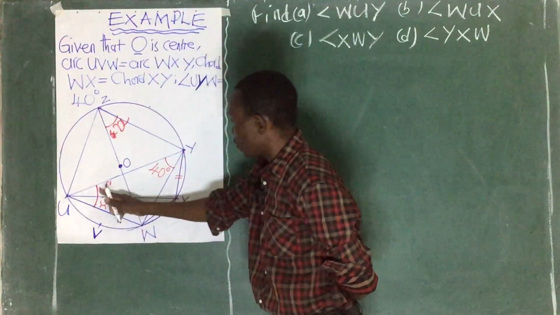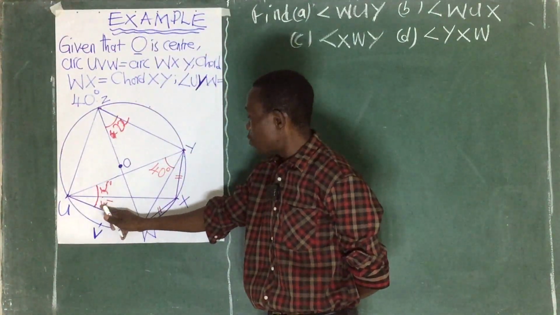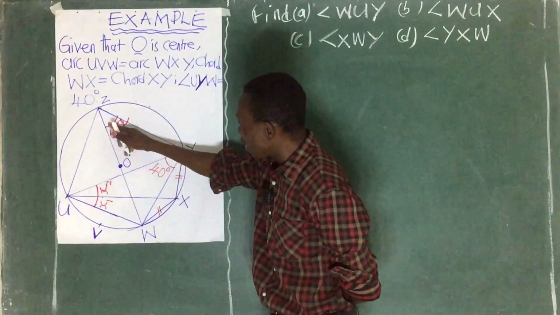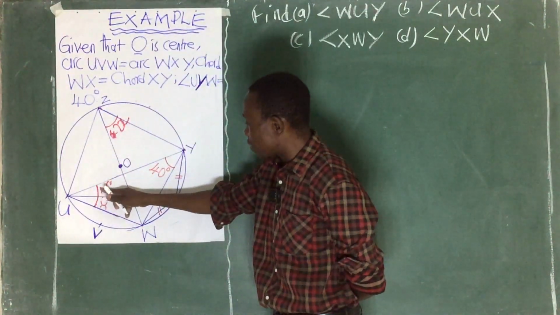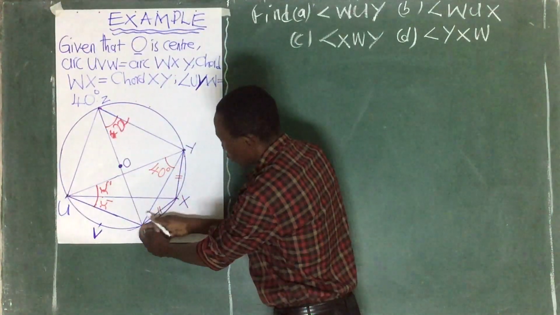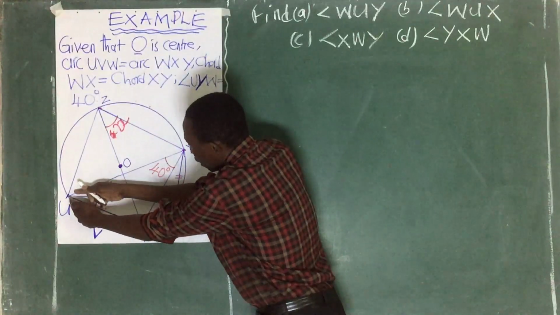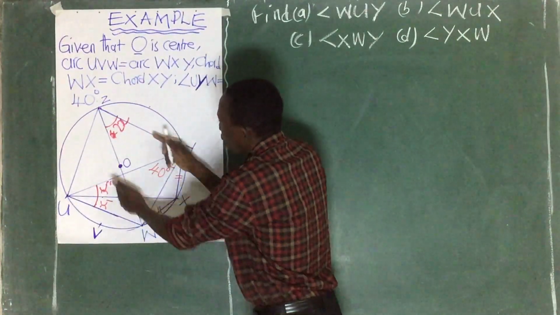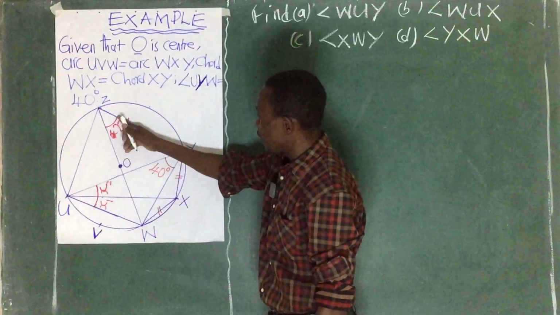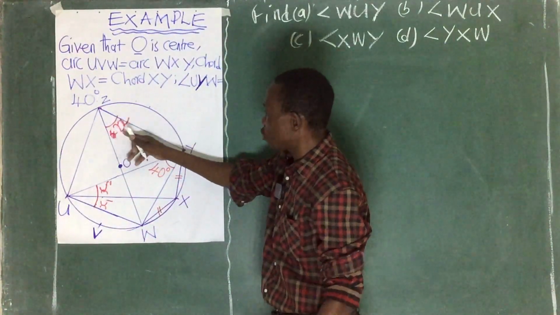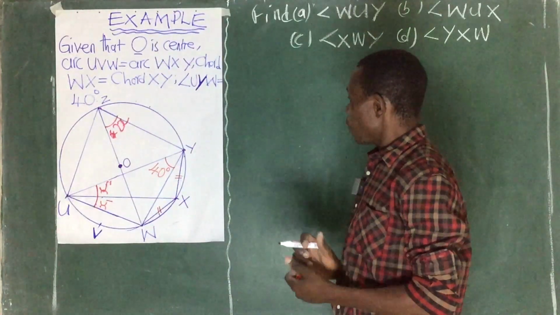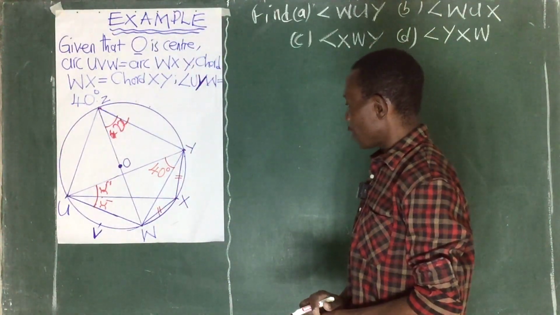Let me just write this one as 2x, because this plus this is 2x already. So x plus x is 2x, and this one should also be 2x. We are taking this arc subtending an angle at U, and the same arc is subtending an angle at Z. So if this one is x plus x, then this one should also be x plus x. So in short, we just write 2x.